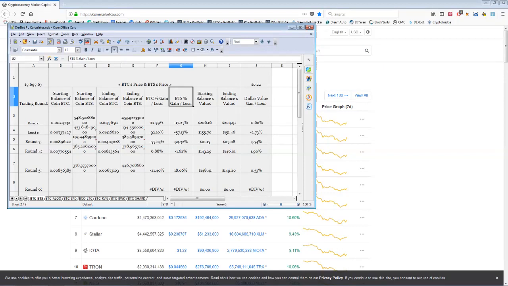And my starting balance was 206. My ending balance was 205. So I lost just about 0.5%. Second round I did, I gained 92% on the Bitcoin side and lost 57% on the Bitshares side.